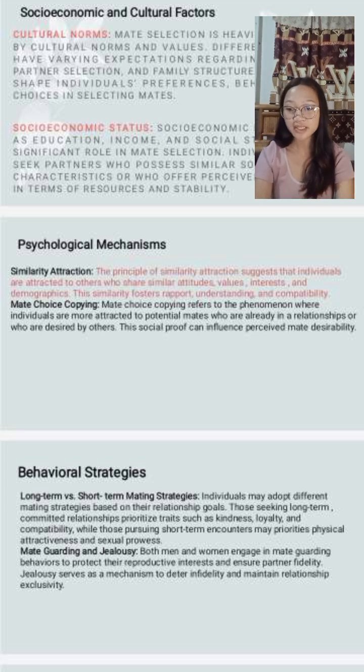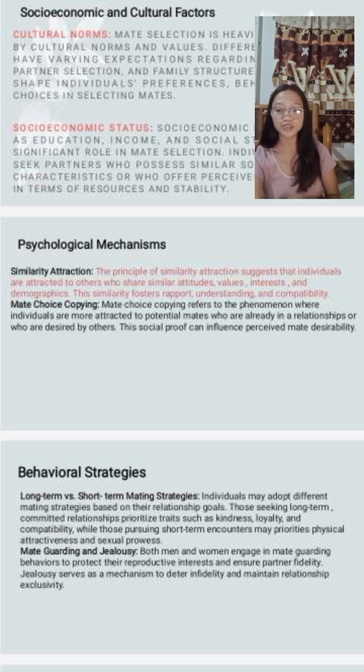So the next one, we have the mate choice copying. Mate choice copying refers to the phenomenon where individuals are more attracted to potential mates who are already in a relationship or who are desired by others. This social proof can influence perceived mate desirability.